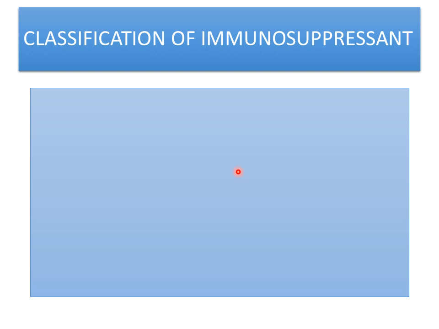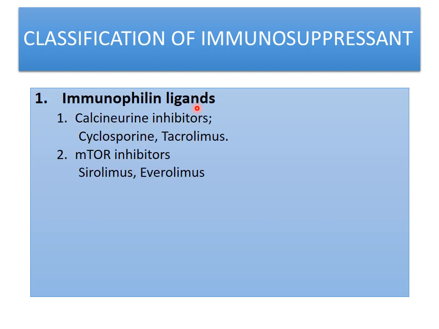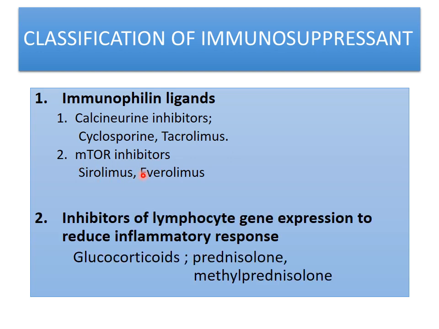Now, classification of immunosuppression drugs. The classification of immunosuppression drugs is very huge, so it is my humble request to rectify it on your own. The first group of immunosuppression drugs is immunophilin ligands. These are calcineurin inhibitors and mTOR inhibitors. Calcineurin inhibitors include cyclosporine and tacrolimus. mTOR inhibitors include sirolimus and everolimus.